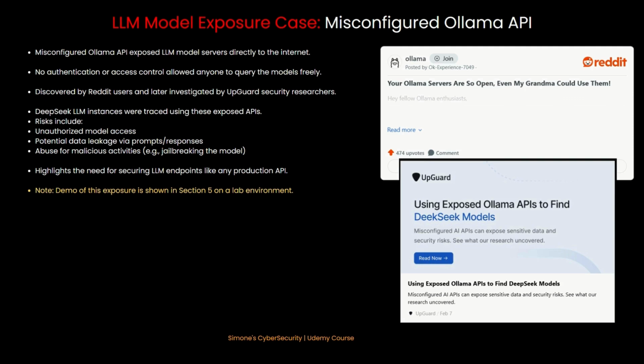The Ollama case is a powerful reminder that just deploying a model isn't enough. Securing access to it is equally critical. And we will reinforce this point in section 5 when we do a live demo of this kind of API exposure in our lab environment. I have my small lab on Azure in which I will show you a live demo, and I will also give you the instruction manual in section 5 on how to set up this lab on your side. I will show you how the Ollama API allows unauthenticated access to your large language models when it is deployed in front of them in the integration layer.